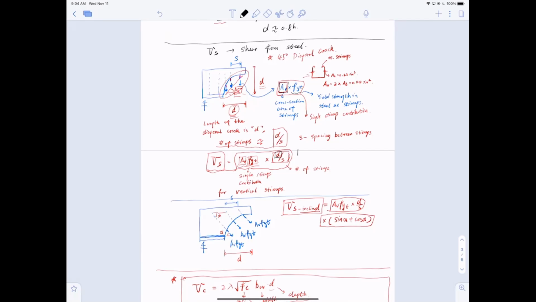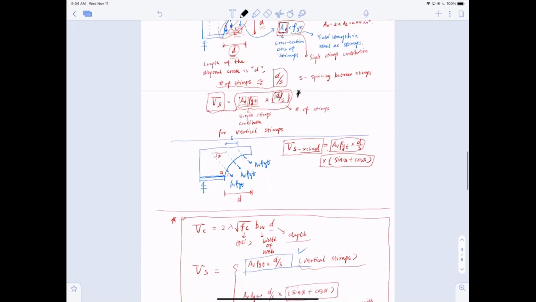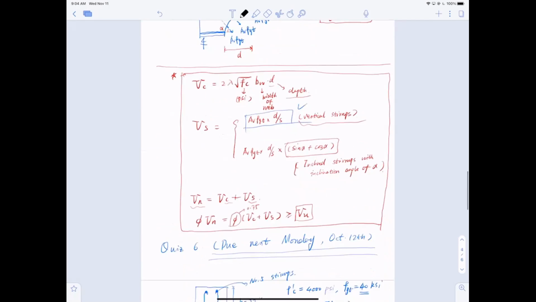okay? So this equation, you need to remember this equation very well, okay? Now, there are inclined cases, where we have angles, we're not going to test this in the exam, okay? All right. So now here we have the concrete contribution, we have the stirrups, and also we have to compute the strength reduction factor when we add them up together. For shear, it's always 0.75. Okay, so you have to remember this equation.